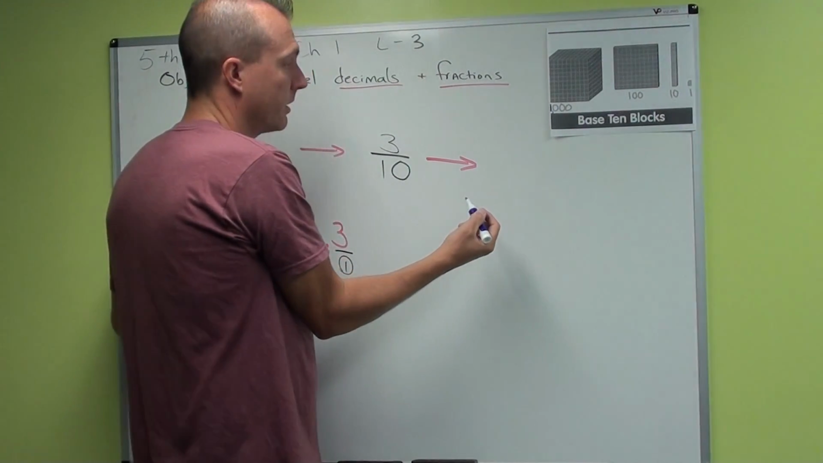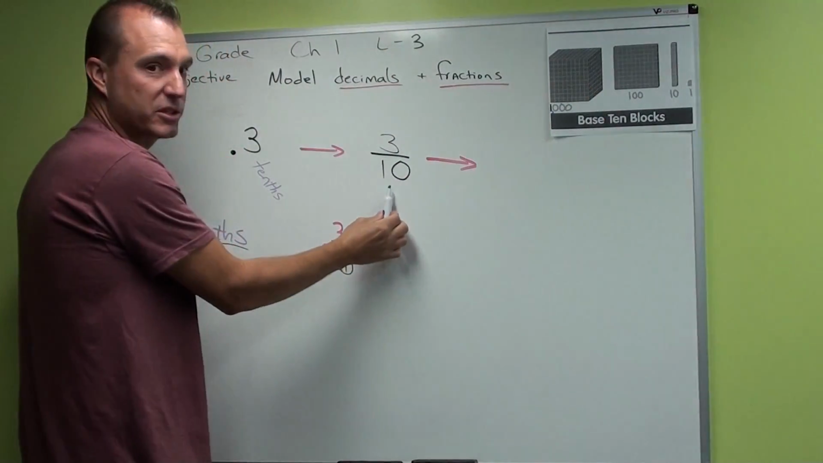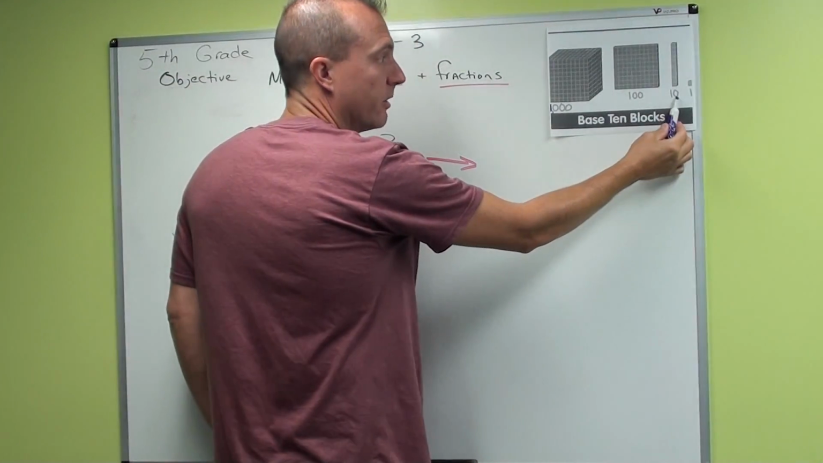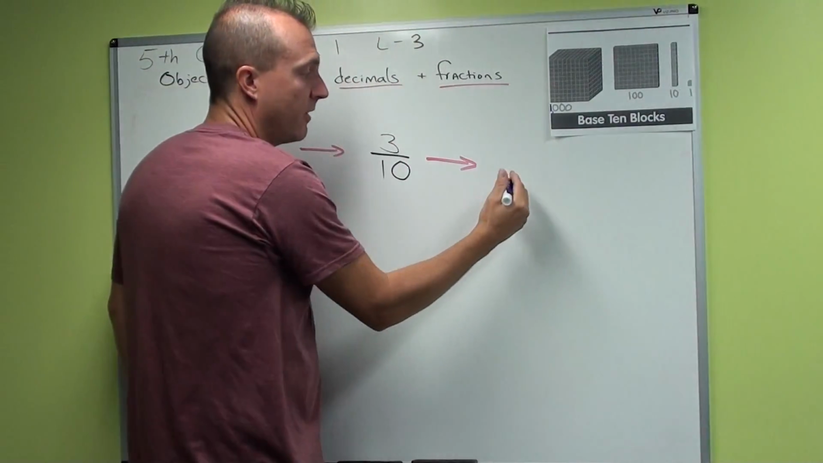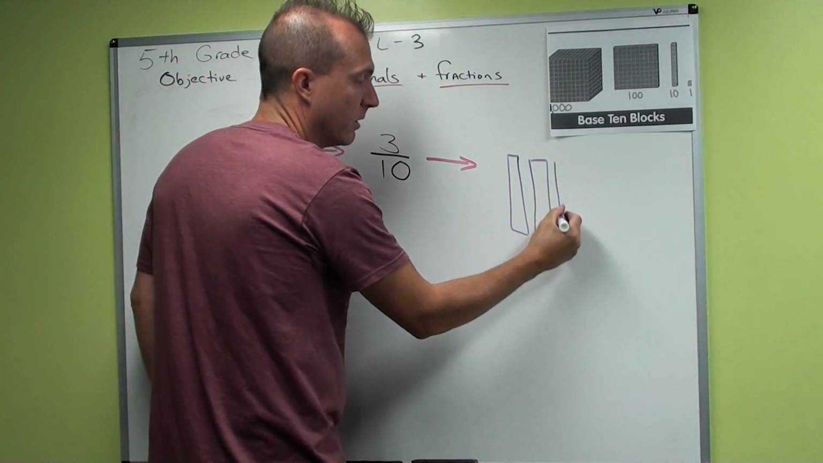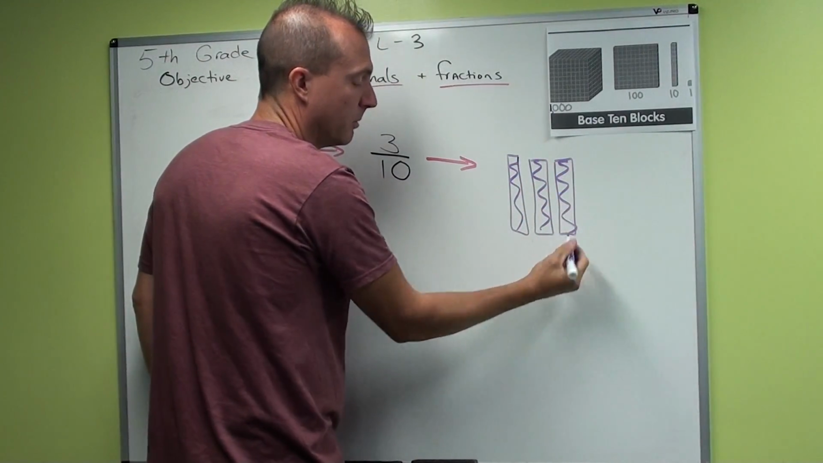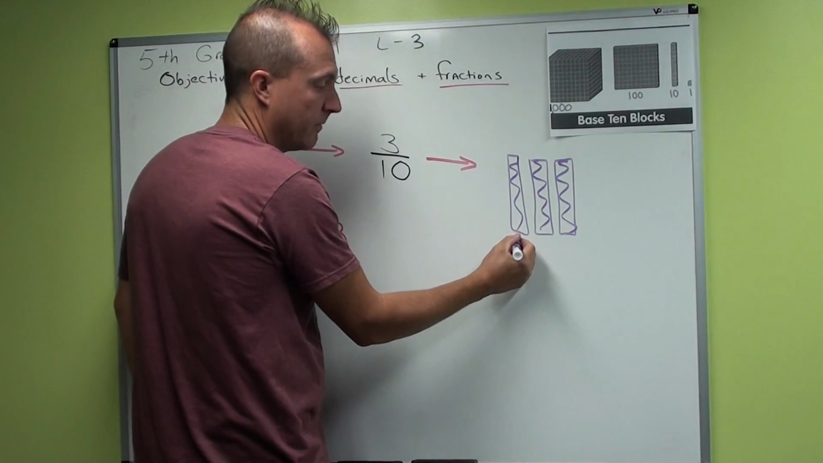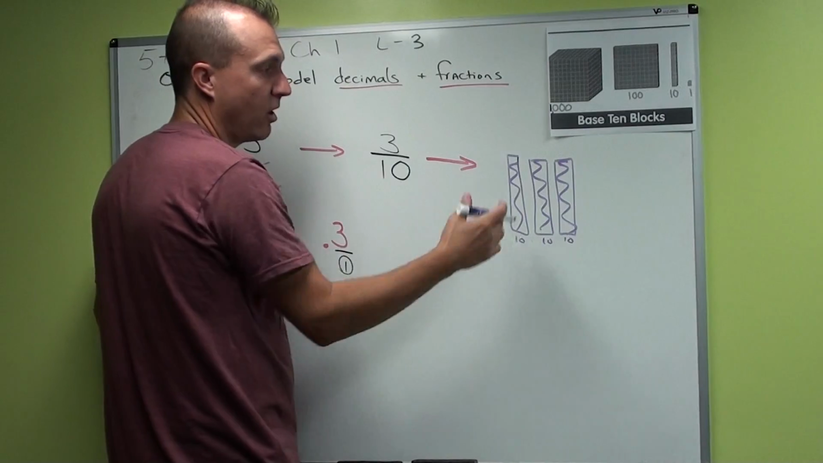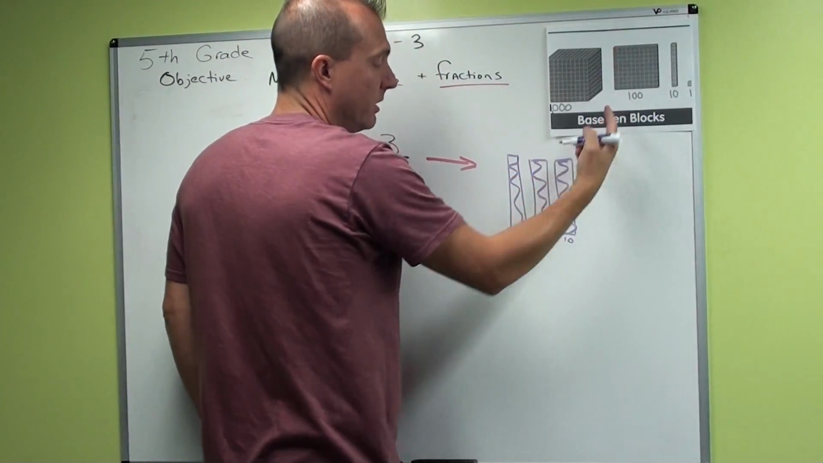So, what we're going to do is take base 10 blocks and try to represent this in our lesson. 3/10, look for the 10. Oh, here it is, 10. And then we're going to fill them in, fill them in, fill them in. So this would be 10, 10, 10. That's 3/10 of the whole, and a whole would be like a whole one of these blocks.